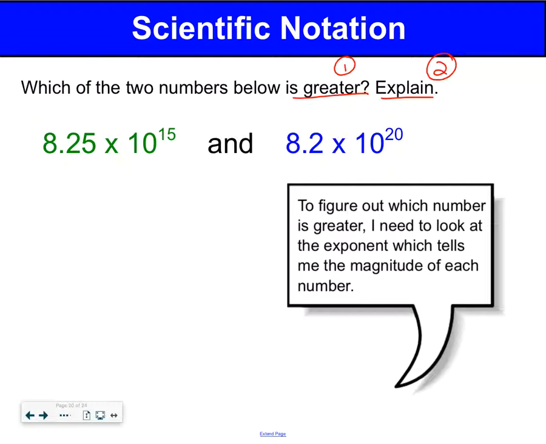Now, we need to remember that to figure out which number is greater, I need to look at the exponent, which tells me the magnitude of each number. So the first thing I need to look at is the exponent. So here I have 15, and here I have 20. So obviously the number 20 is larger, so I know that 8.2 times 10 to the 20 is larger.